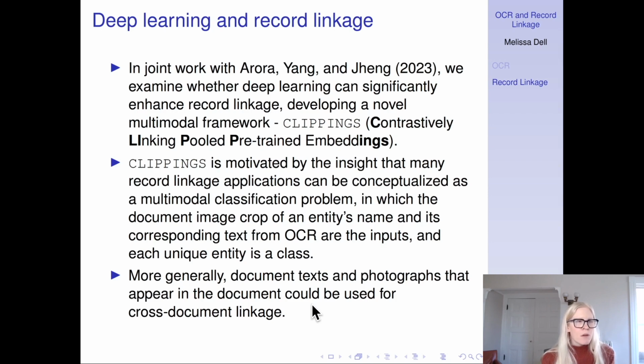And so CLIPPINGS is motivated by the insight that many record linkage applications can be conceptualized as a multimodal classification problem in which the document image crop of an entity's name and its corresponding text from OCR are the inputs, and each unique entity is a class. More generally, document text and photographs that appear in the document could be used for creating cross-document linkages.